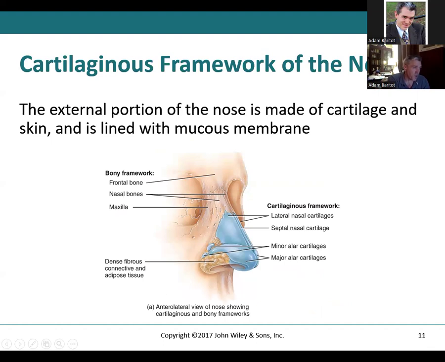The cartilaginous framework of the nose. The external portion of the nose is made of cartilage, specifically hyaline cartilage, and is lined with mucous membranes. Mucous membranes are there to protect our internal structures, to protect our cells so they do not dry out, and prevent against infection. Mucous membrane, in this case, we are referring to boogers, or snot, if you prefer. Here we find our nasal bones as our cartilage will attach to it. Lateral, septal, major and minor alar cartilages and lateral septal nasal cartilages make up our nose. Dense fibrous connective tissue and adipose tissue give it its lovely shape.